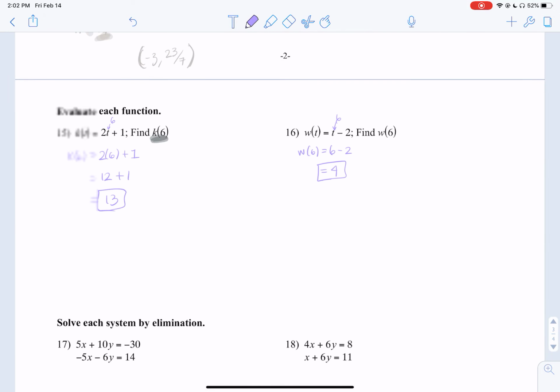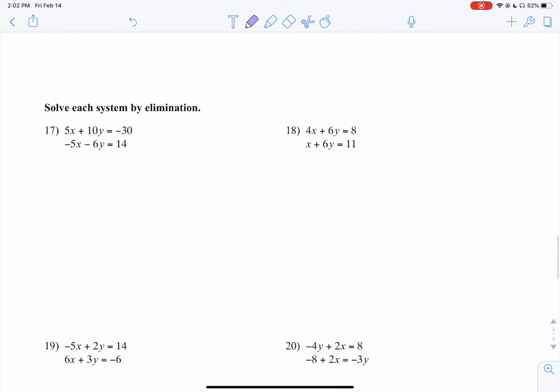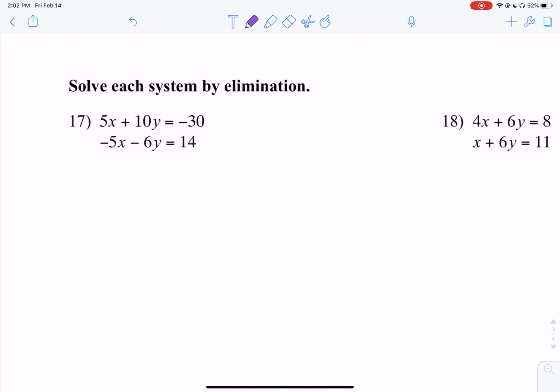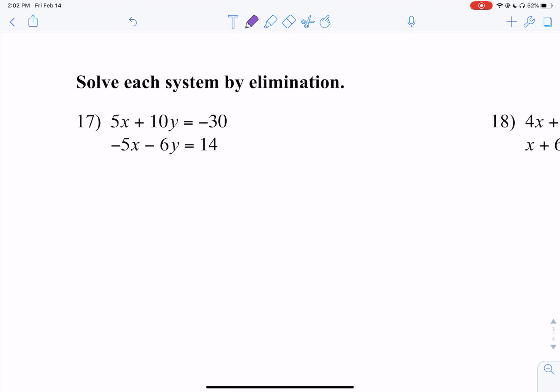And then finally to the systems of equations. Now for the system of equations, again, the key idea of using this technique of elimination is that you have to have your variables lined up, okay? And we need opposite numbers. Number 17 is going to be the easiest one of these four sets because all you have to do is simply add downwards and one of the variables is going to eliminate.